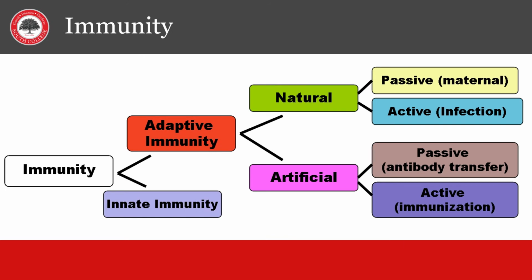Immunity, again, can be divided into innate and adaptive immunities, but adaptive can further be divided into natural and artificial, and then passive and active for each of these.